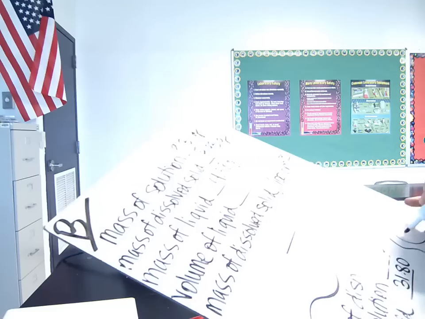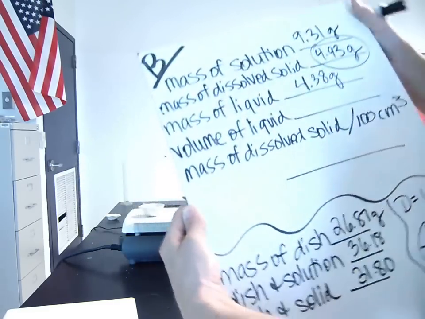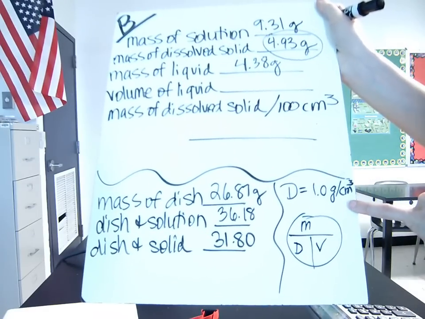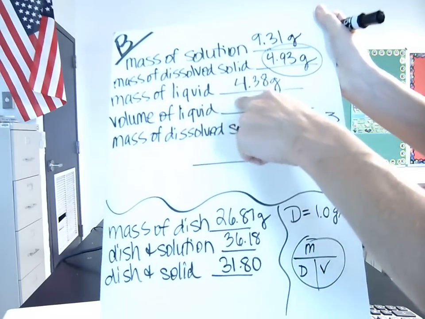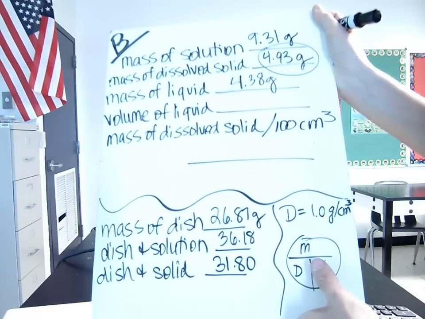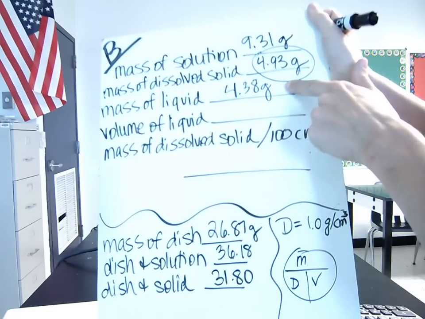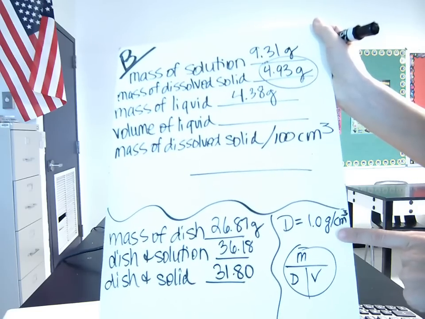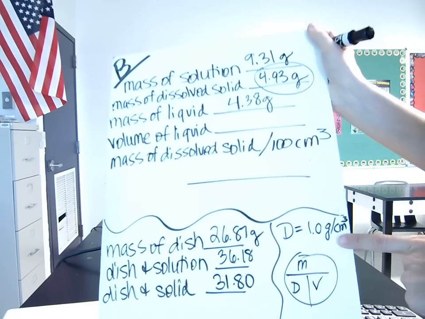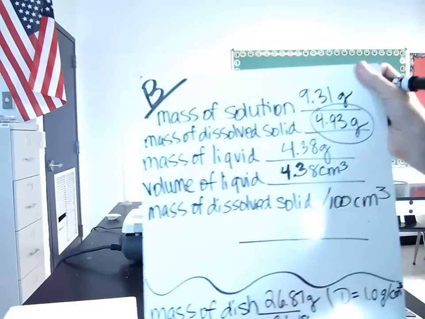Okay? And I'm going to show you two easy ways to do this. If you're in my class, you know this little circle method, right? The density of water is 1. So if I know the mass of water up here, and I know the density, I can figure out the volume. And if I cover up volume, what's left over is my formula, which would be mass divided by density. So mass, 4.38, divided by 1, which I don't even have to put in the calculator. I can do that in my head. 4.38 divided by 1 is just 4.38.